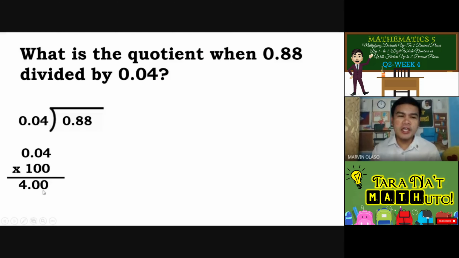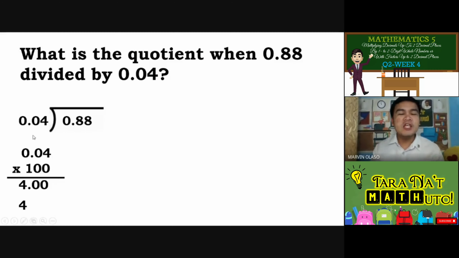So 2 places, so lagay din natin yung decimal point 2 places. So 4.00, it means that we have now whole number 4. Okay. Please check kung halimbawa ang divisor mo lang ay 1 decimal, for example, 4 tenths lang, 0.4. So you will just multiply it by 10. So it depends on the decimal places.